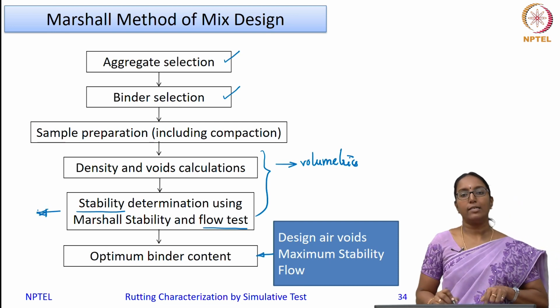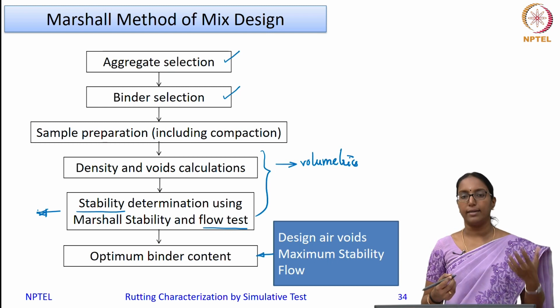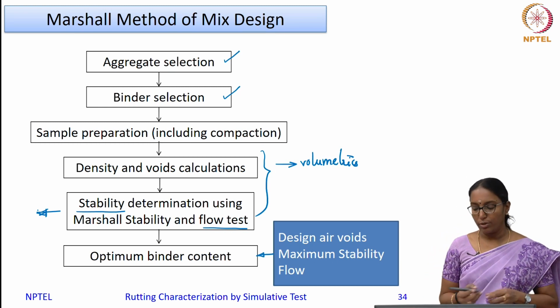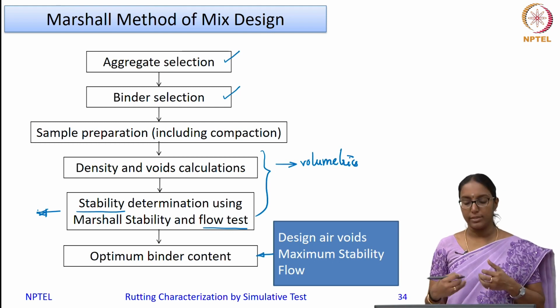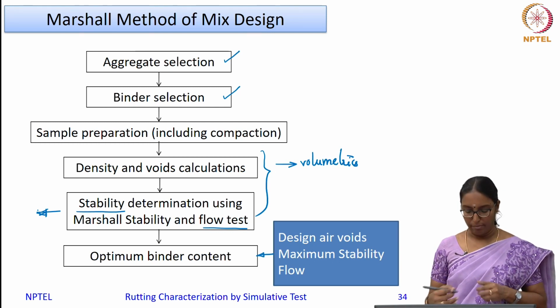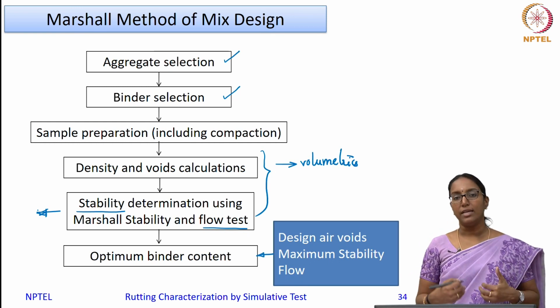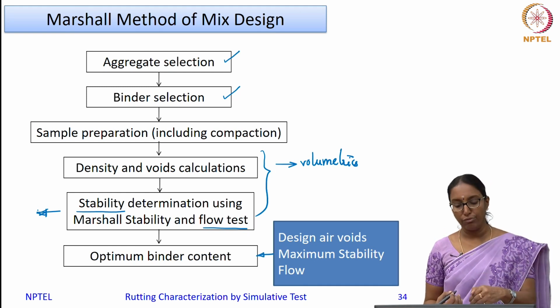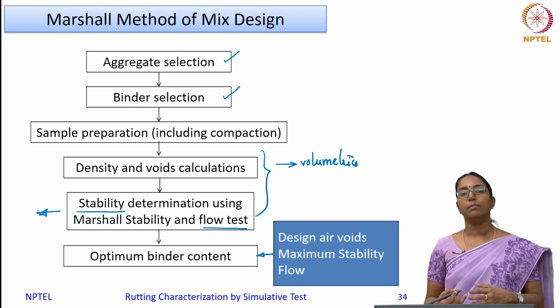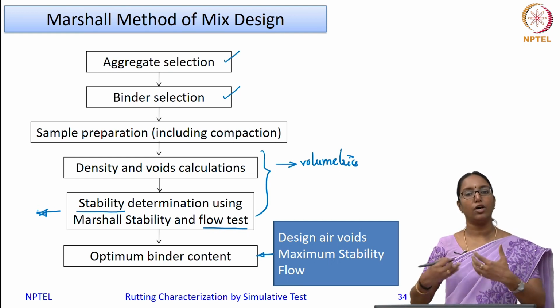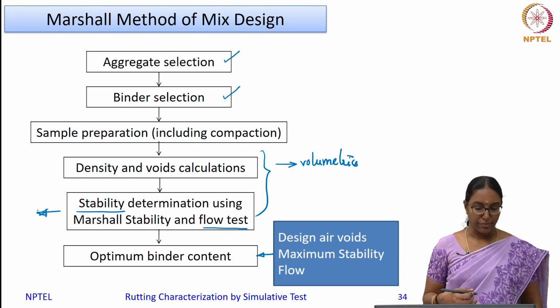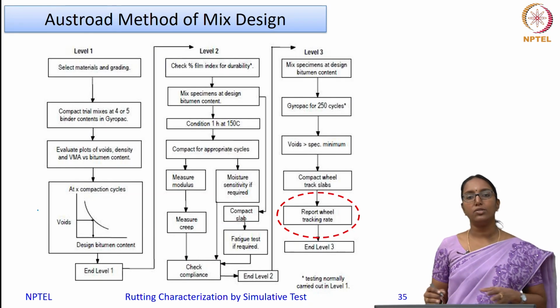But these two aspects are not correlated to the rutting behavior, and it is not a strength parameter as such. So no strength parameter is used directly in the Marshall method of mix design, whereas one needs to correlate this kind of testing, wherein the rutting phenomenon is simulated. That has to come into the mix design before you choose your binder content or the mix as such.